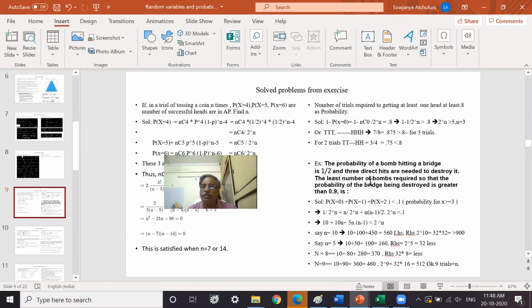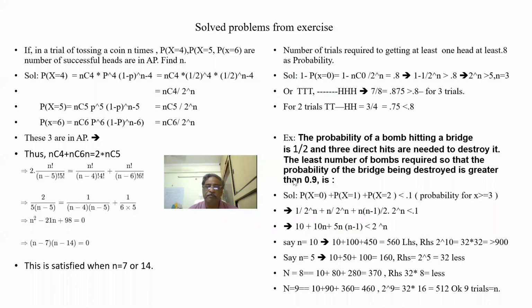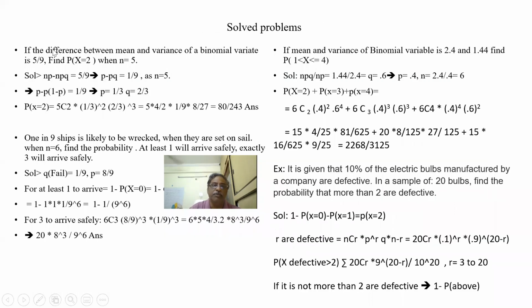So with 9 trials, there is a guarantee of more than 0.9 that 3 hits will be on the bridge. So 9 bombs are needed. You see how the practical application of this concept is a direct use of the probability concept. Let us go to some other problems.